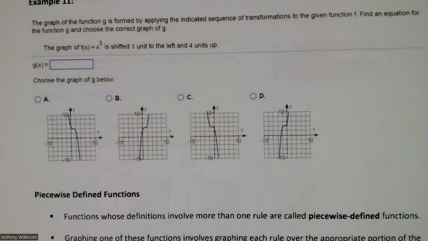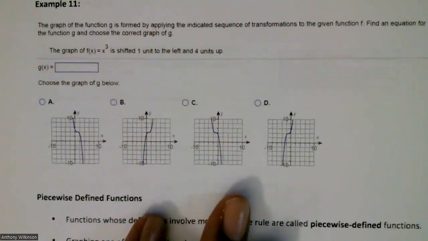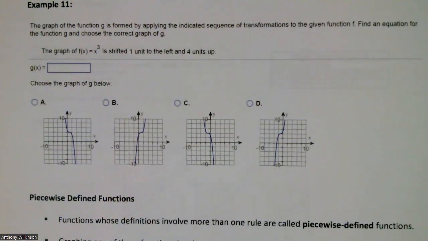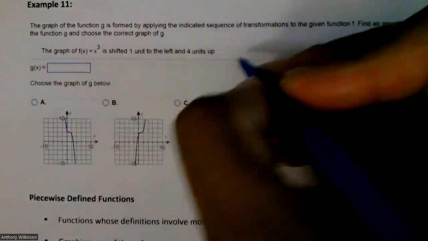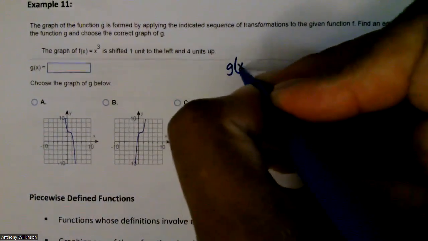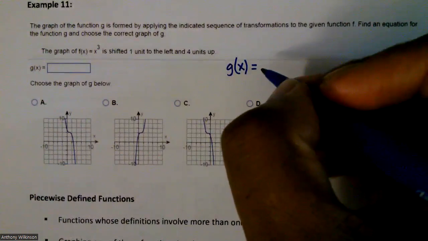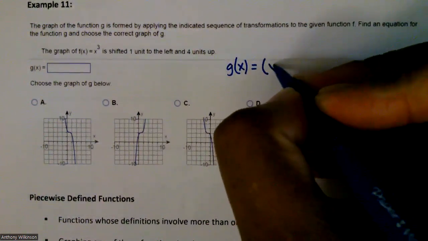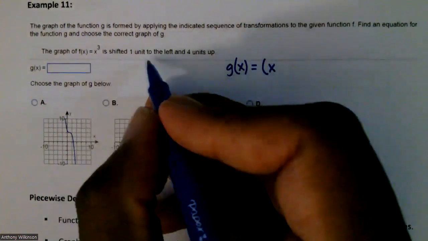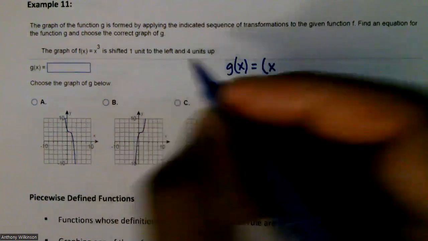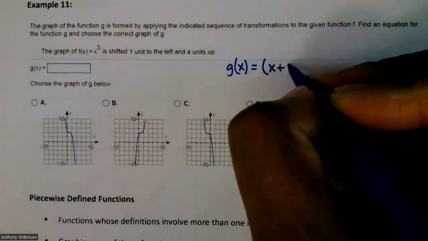All right, here's the next example. Similar to this one, here we've got the graph of f of x equal to x cubed. It's shifted 1 unit to the left and 4 units up. We want to find out what g of x is. So in this case, f of x equals x cubed. So I know I've got x in there, and it's shifted 1 unit to the left, so it has to be plus 1.